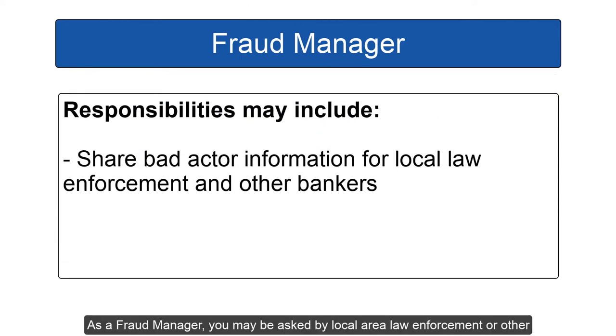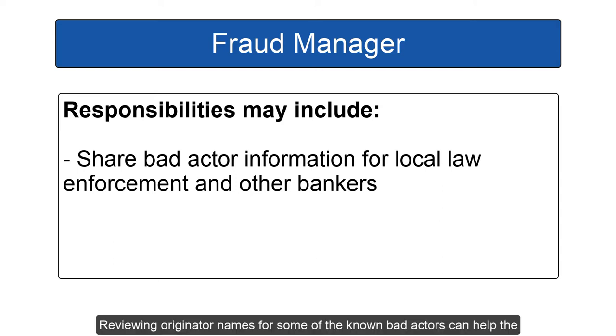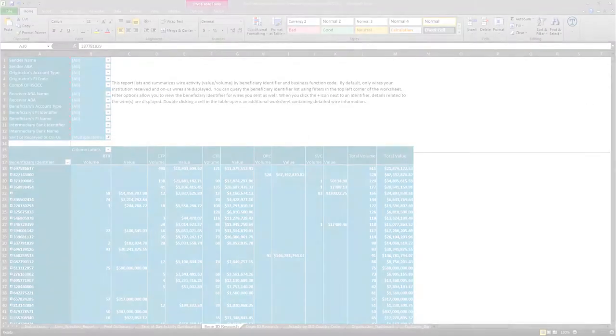Finally, let's take a look at how a fraud manager would use the Beneficiary Identifier Research Report. As a fraud manager, you may be asked by local area law enforcement or other bankers to share bad actor information for fraud or money laundering schemes occurring in their area. Reviewing originator names for some of the known bad actors can help depository financial institutions get ahead of potential losses.